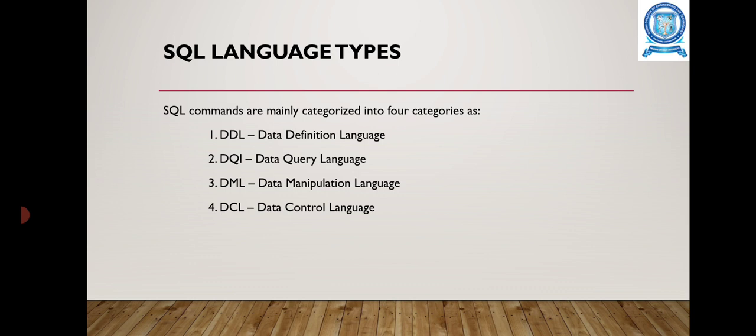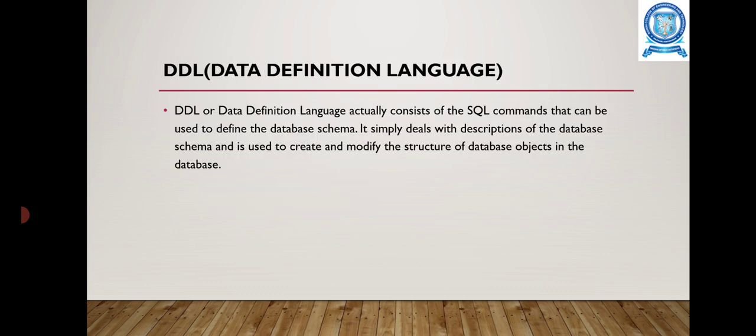Next one is the SQL language types. The SQL commands are mainly categorized into 4 categories. First one is the DDL, that means data definition language. Then second one is the DQL, that is the data query language. Then third one is the DML, that is the data manipulation language. Then final one is the DCL, that is the data control language. First one is the DDL, data definition language.